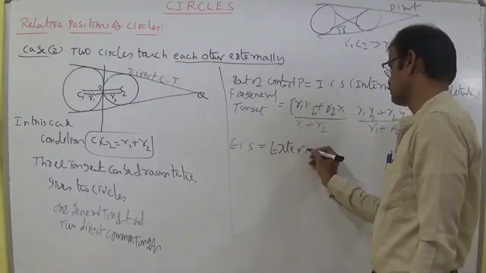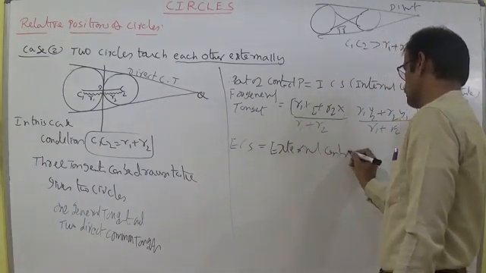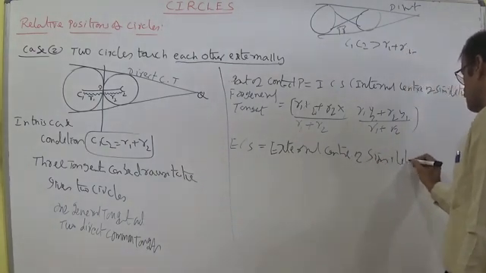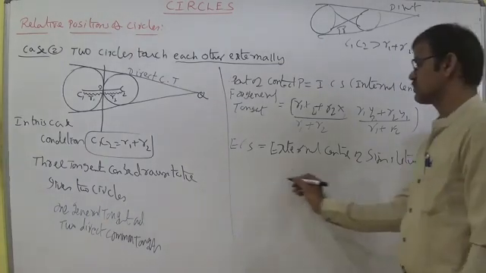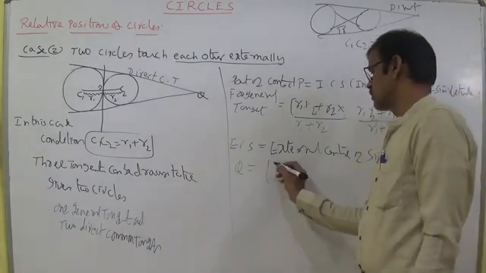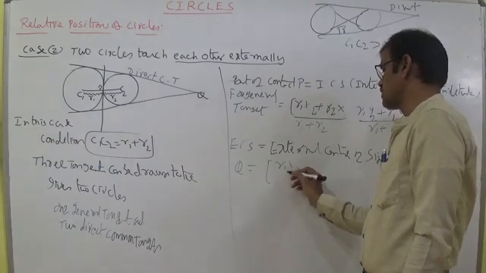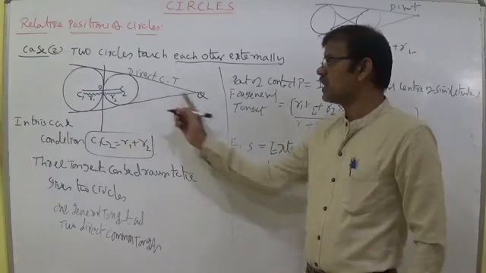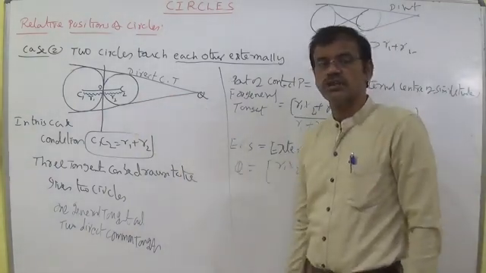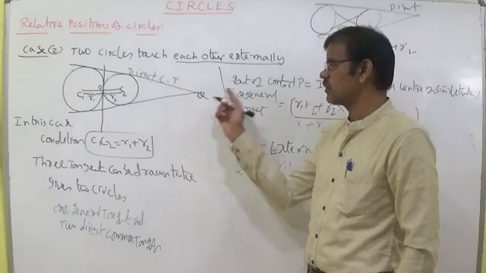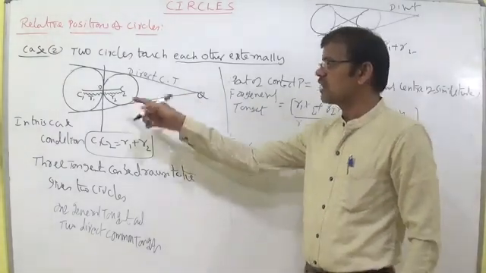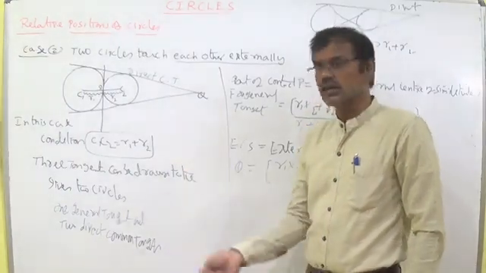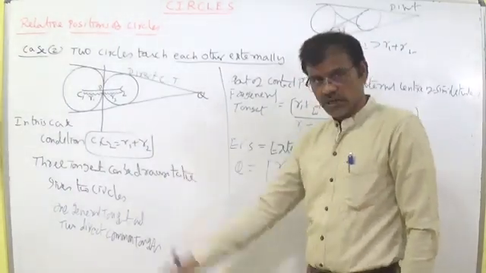External center of similitude. External center of similitude Q is equal to, where yesterday I said in the theorem model we should discuss, Q is dividing the line joining centers C1 C2 in the ratio R1 is to R2 externally because the point is external. P divides the line segment joining centers C1 C2 in the ratio R1 is to R2 internally because it is inside of the two circles.